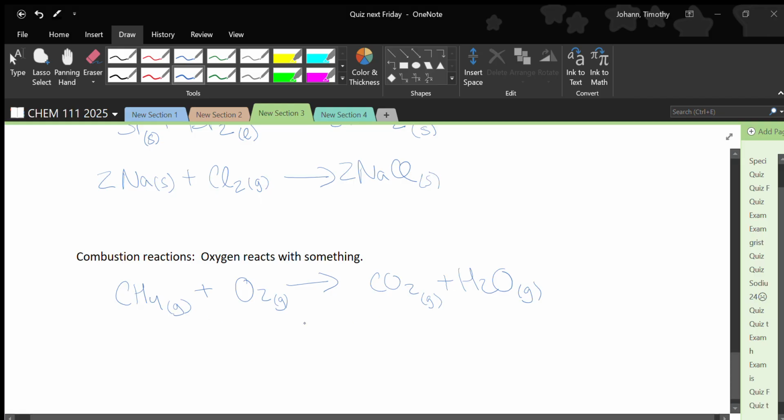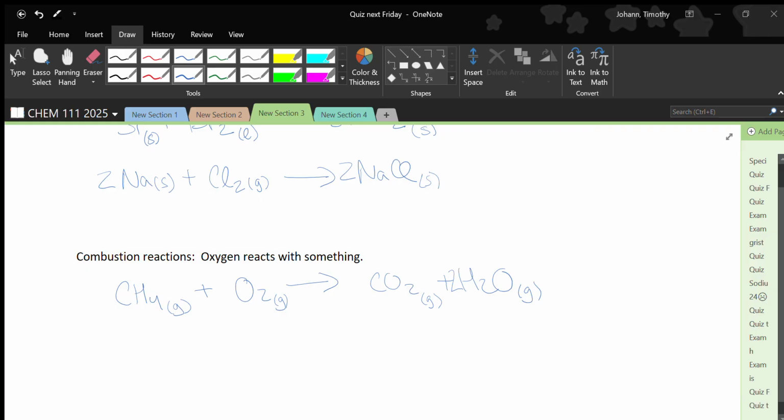So let's go ahead and balance it. So we're combining with oxygen. Let's balance this one really quick. I have 1 carbon on the left and 1 carbon on the right, so I'll leave that like that for now. I've got 4 hydrogens on the left and 2 hydrogens on the right, so I'm going to put a 2 there to fix it. And then, sorry, we're beyond the balancing class. Please practice these if you need to.